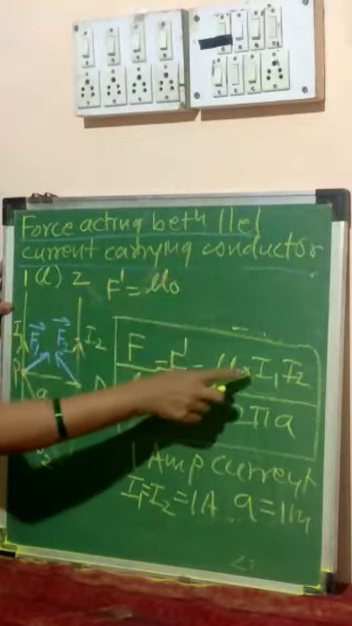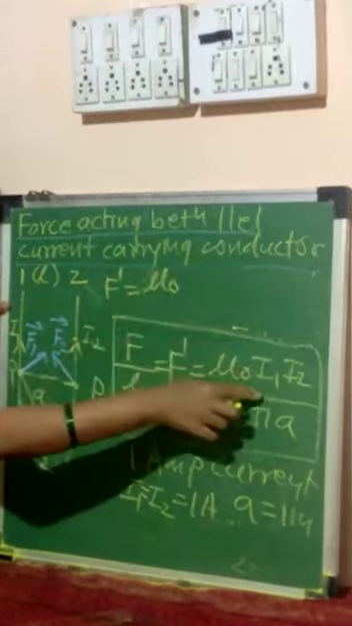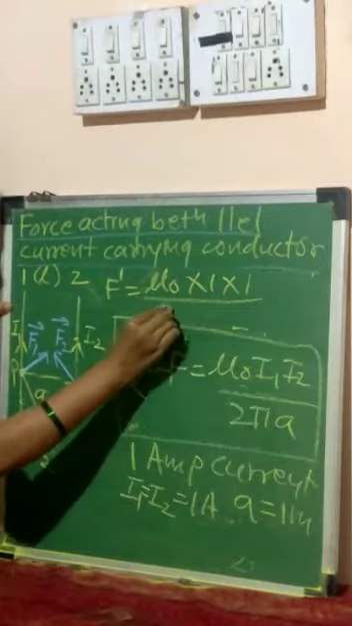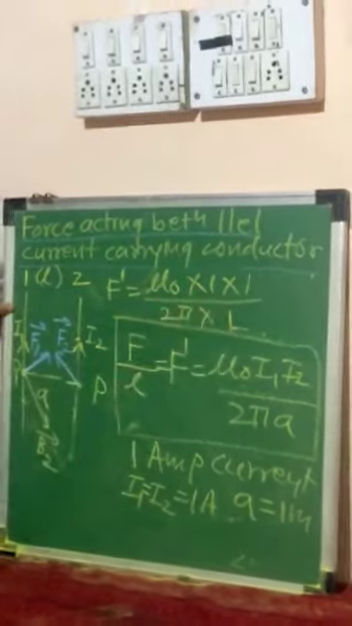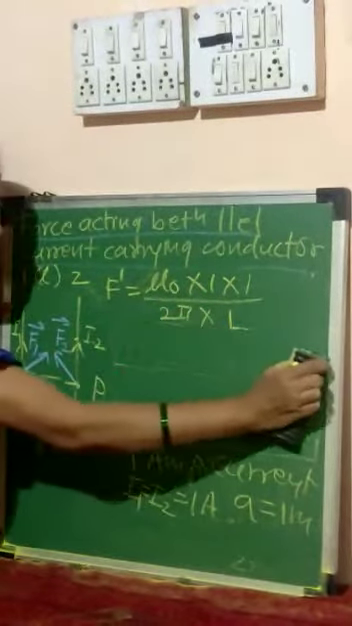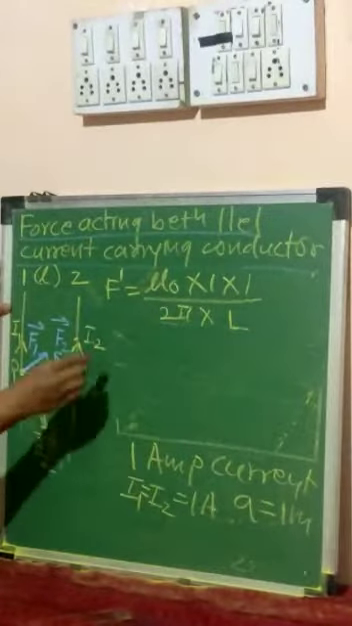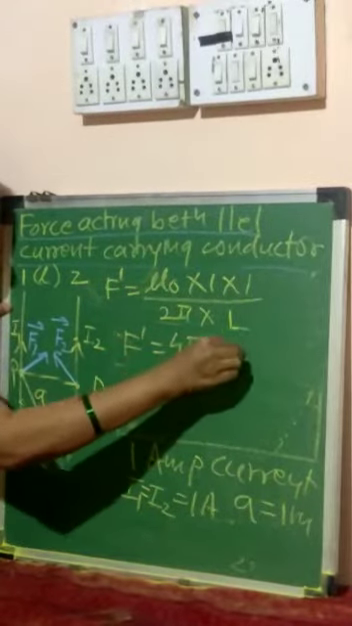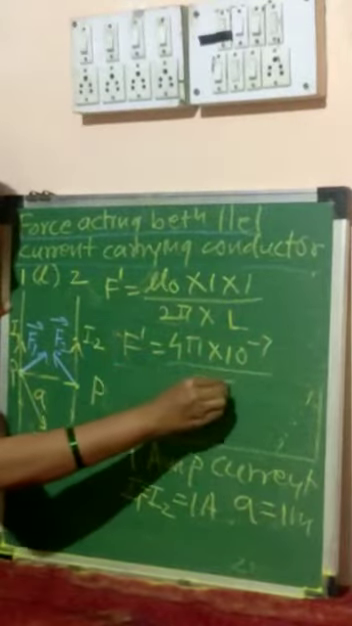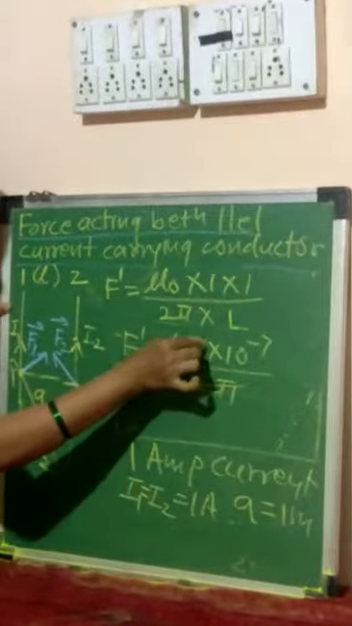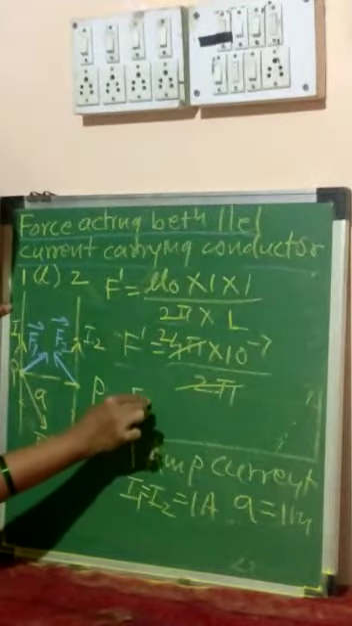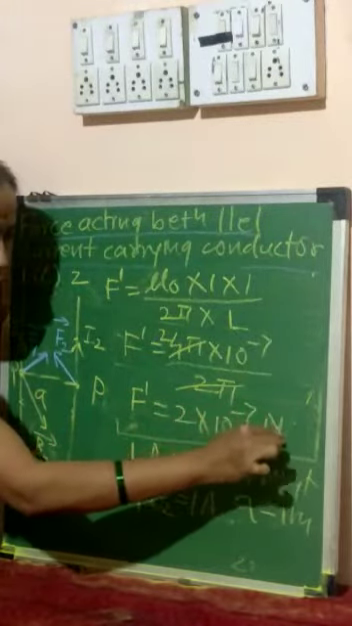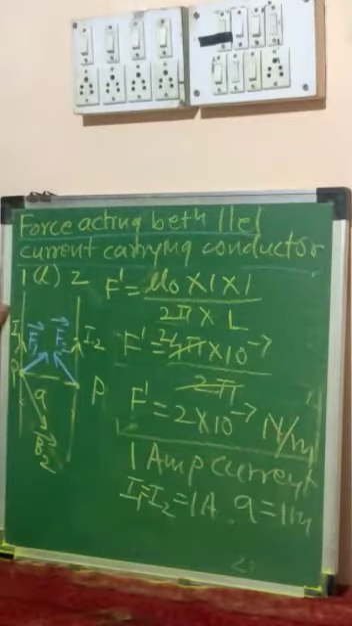So your F dash will be, now I can write this F dash as mu 0 into I1, I2 is 1, so it is multiplied by 1, divided by 2 pi, and A value is also equal to 1. So what I am getting, this F dash value is equal to mu 0 value, which is 4 pi into 10 raised to minus 7, divided by 2 pi. So this 2 pi will get cancelled with 4 pi as a 2, and F dash value I am getting as 2 into 10 raised to minus 7, which is force per unit length, that is Newton per meter.